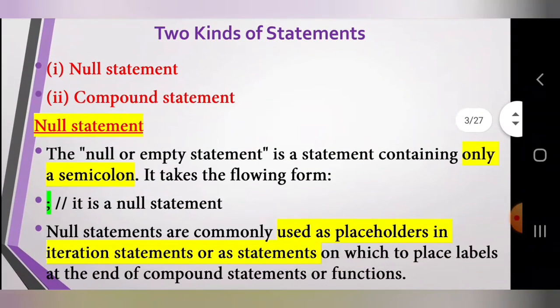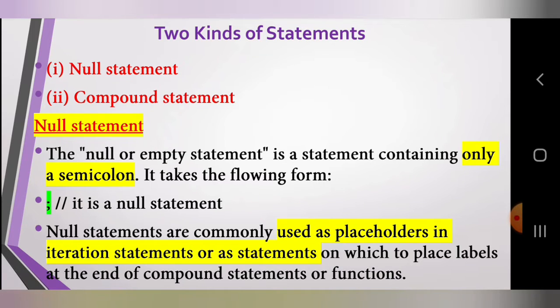Statements are commonly classified into two kinds: null statement and compound statement. Null means empty statement. No instructions are specified inside the statement; it has only a semicolon. So a null statement means an empty statement, containing only a semicolon.